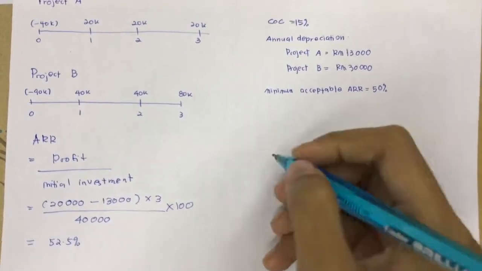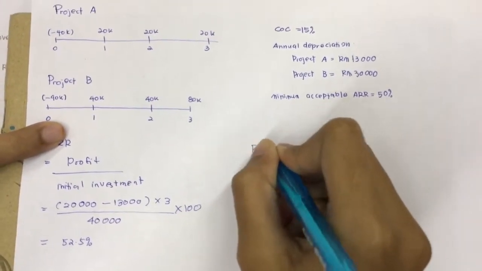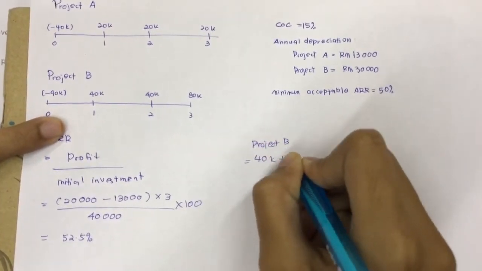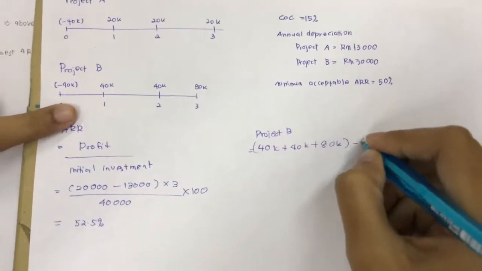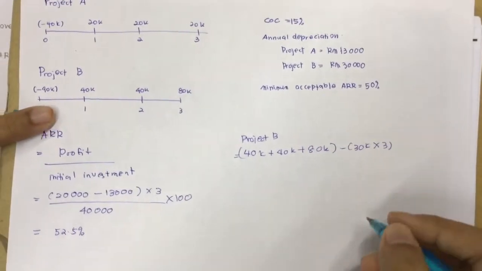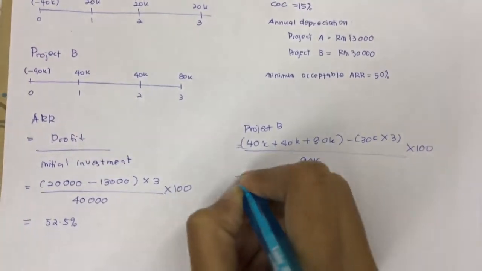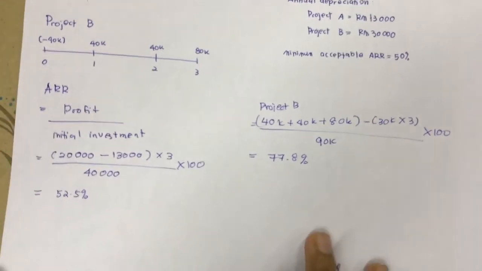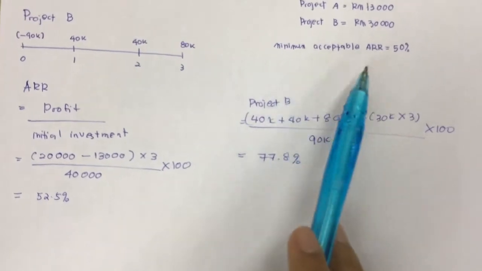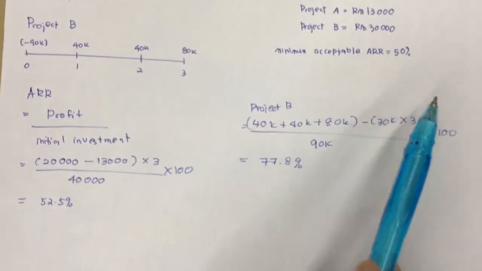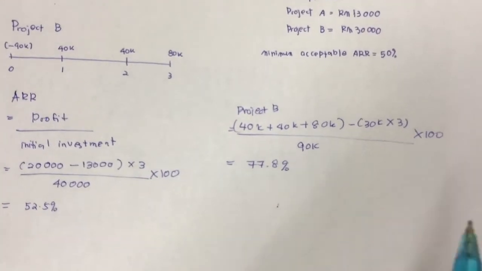And for project B, we total up the cash flow: 40k plus 40k plus 80k, and we minus the depreciation, which is 30k for each year, and divide by the initial investment, which is 90k, times 100, so we get 77.8%. So for the independent project, we choose both projects because both exceed the minimum acceptable accounting rate of return, which is 50%. However, for the mutually exclusive, we choose the highest ARR, which is project B.